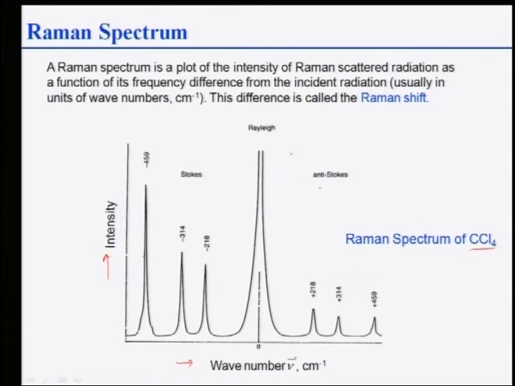You can see these are the frequency differences minus, and these are the frequency differences plus for the anti-Stokes, and this is the Rayleigh. Rayleigh will be the highest peak because this is the elastic scattering. On the left of the Rayleigh, at lower wave numbers, will be the Stokes, and on the right side will be the anti-Stokes. These are the inelastic scatterings, where energy is lost or energy is gained.